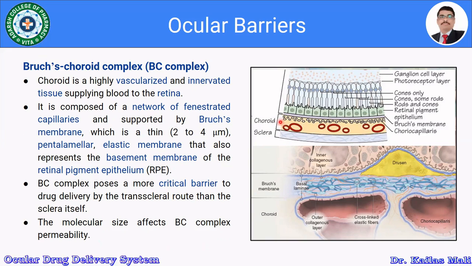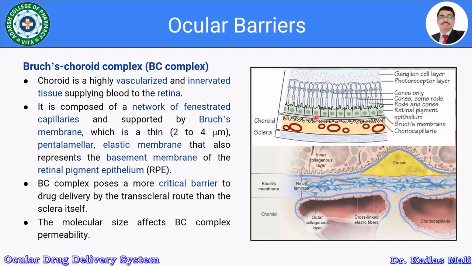The choroid is a highly vascularized and innervated tissue supplying blood to the retina. So this is the retina. The choroid supplies blood to the retina. It is composed of a network of fenestrated capillaries and supported by Bruch's membrane, which is a 2 to 4 micrometer pentalaminar elastic membrane that also represents the basal membrane of the RPE, the retinal pigment epithelium. So this is Bruch's membrane, and here is the retinal pigment epithelium.